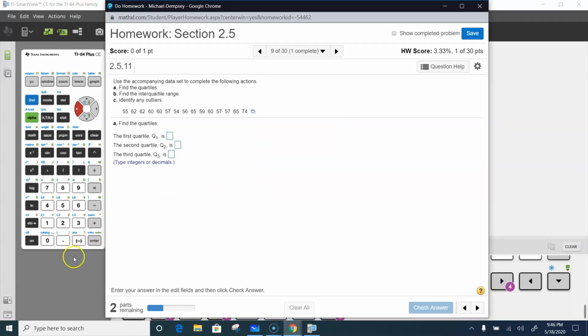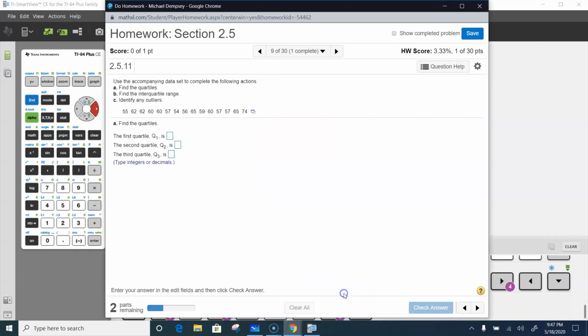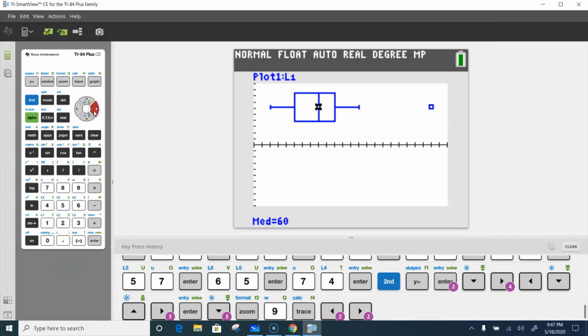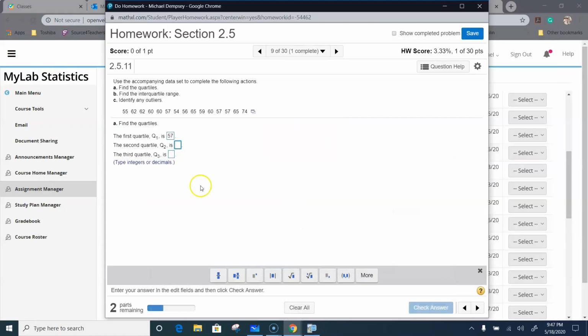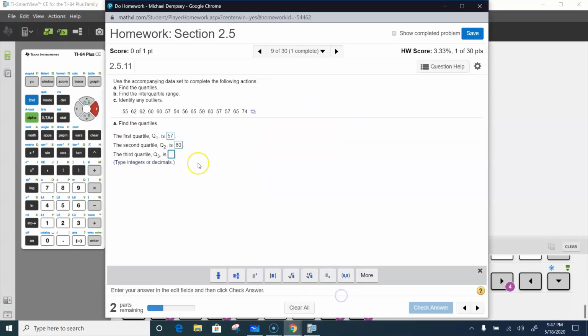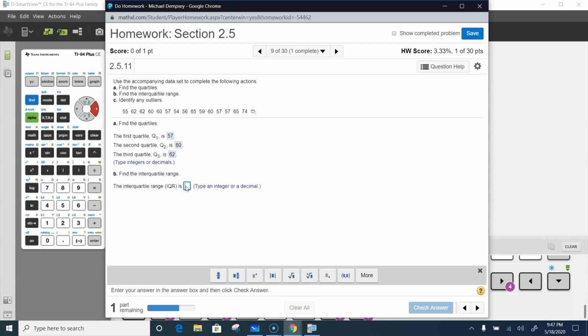They don't ask me for the minimum. So they want Q1, which is 57. Then we have our median, which is that middle bar, 60. And then finally Q3 is 62. Okay. And we do the interquartile range, which is just 62 minus 57, so that's just 5.